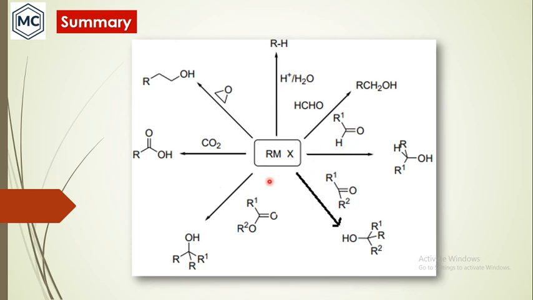And in summary, this is the versatile chemistry of organometallic compounds, organomagnesium and organolithium compounds. You can get a variety of compounds, like hydrocarbon if you are using aqueous acid, and you get alcohol. If you use formaldehyde, you get primary alcohol. If you use any aldehyde other than formaldehyde, you get secondary. If you use ketone, you get tertiary alcohol. And if you use ester, you get tertiary alcohol. With carbon dioxide, you get the corresponding carboxylic acid. And with oxirane, you get alcohol.